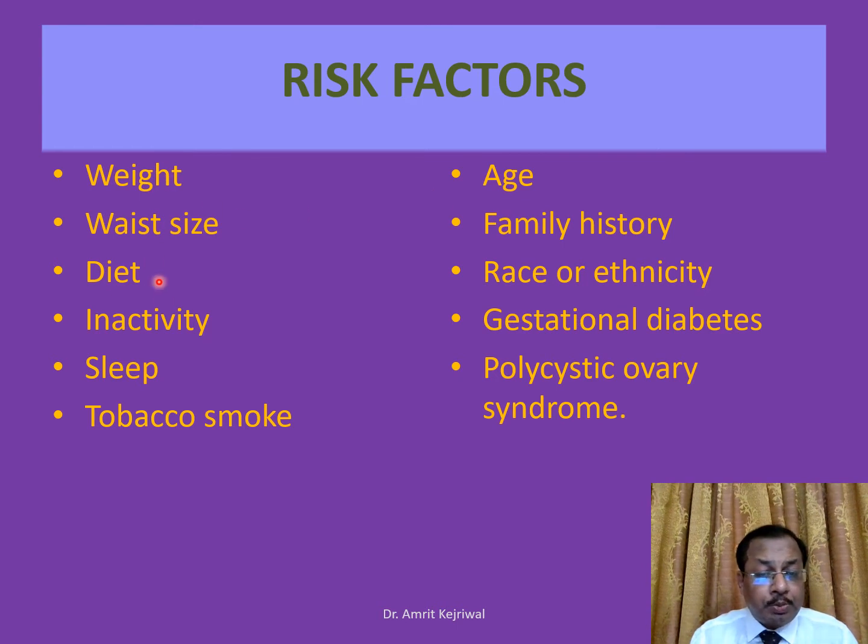Now remember, these are the modifiable risk factors for pre-diabetes. These are not modifiable. You cannot change your age, you cannot change your family history, you cannot change your race. Gestational diabetes occurs by itself and polycystic ovarian syndrome occurs by itself. So these are the modifiable which you can do, and these are non-modifiable. So technically if you have family history, then you have to take control of these factors. You cannot control these factors.